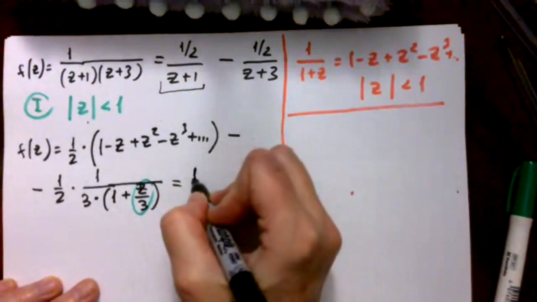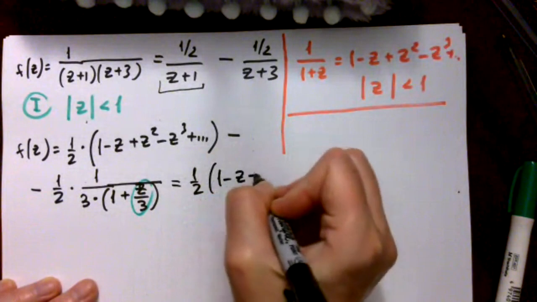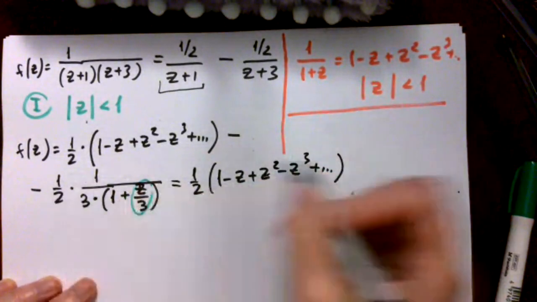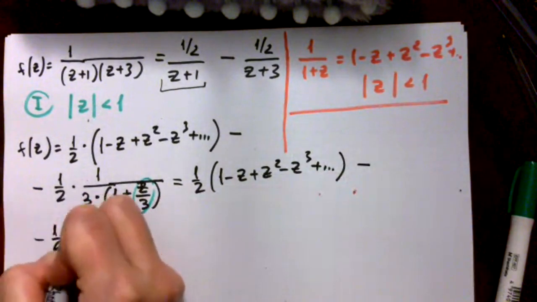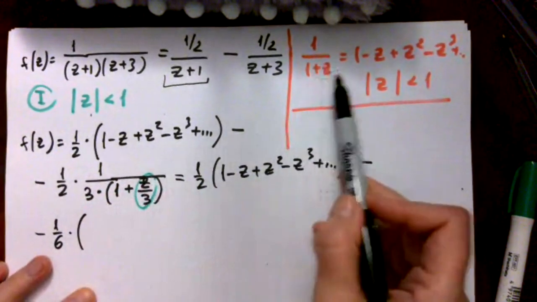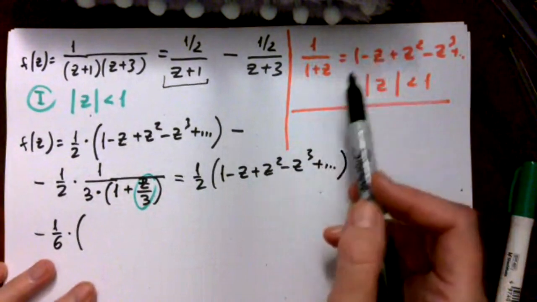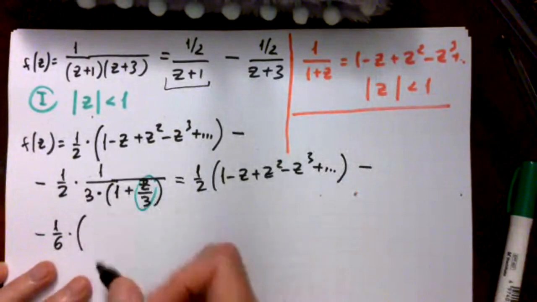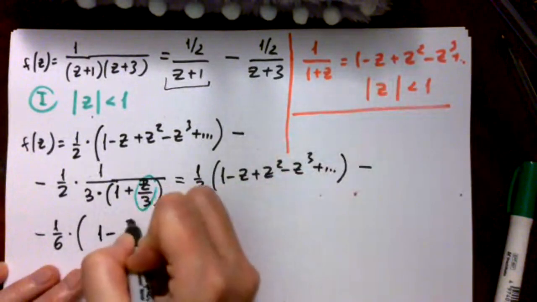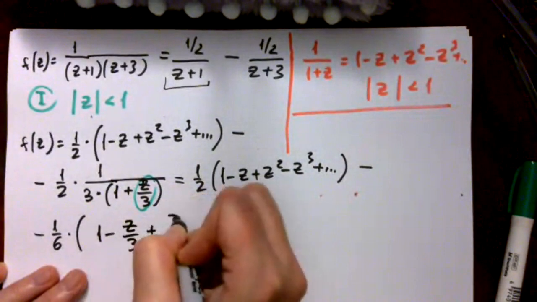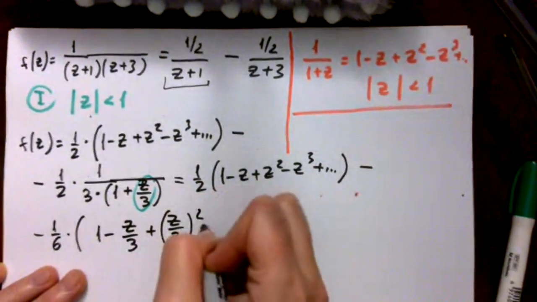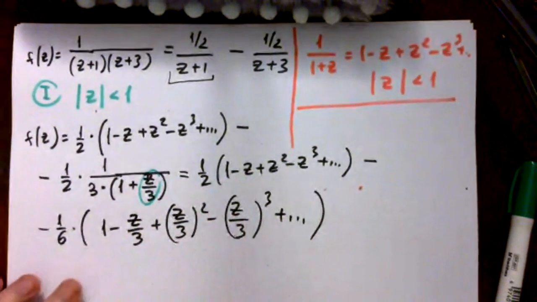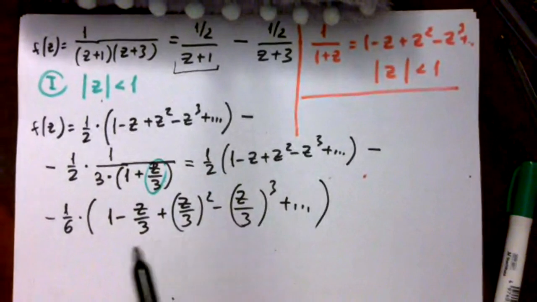So now we can do our substitution. I'm copying the first result here, and so on. And here I have minus 1 over 6. Finally, I can exploit this canonical expansion, but the only difference is that instead of z, I'm going to substitute z over 3 everywhere. So 1 minus z over 3 plus z over 3 squared minus z over 3 cubed, and so on and so on. And as you can see, you know what?